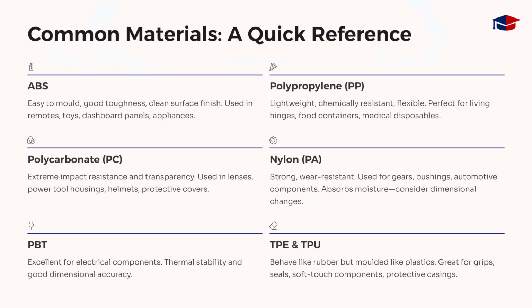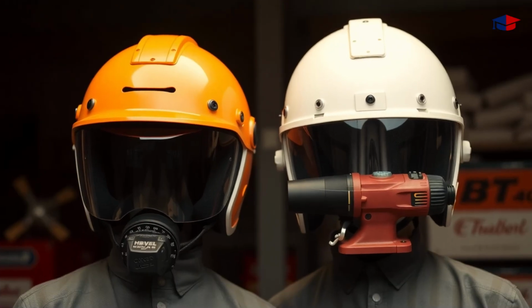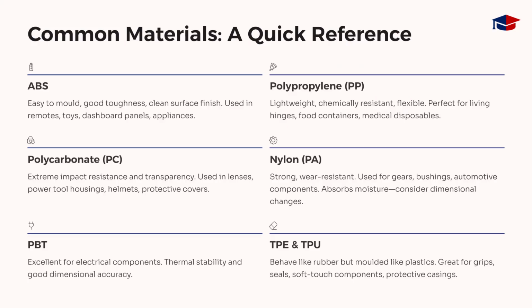Polypropylene is lightweight, chemically resistant, flexible, and perfect for living hinges, food containers, and medical disposables. Polycarbonate is the go-to material when you need extreme impact resistance or transparency, like in lenses, power tool housings, helmets, and protective covers. Nylon or PA is a strong, wear-resistant material often used for gears, bushings, and automotive components, but it absorbs moisture, so dimensional changes must be considered.